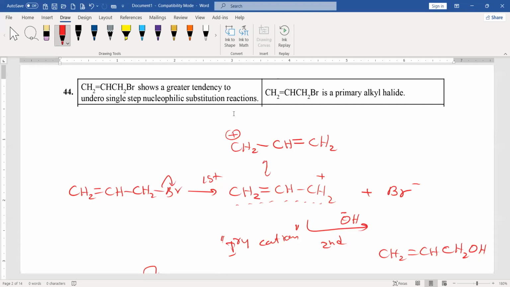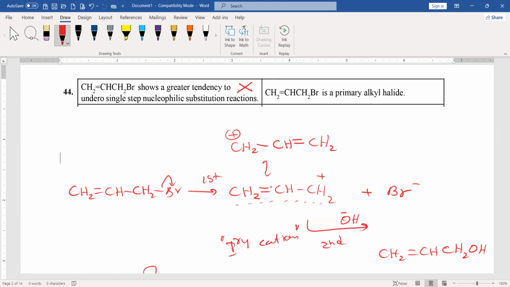Secondaries, we cannot say. The secondary depends on some factors: condition of the medium, pH value, temperature, and many things have to be considered, some other kinetic factors, and also thermodynamic factors. So in this case, remember that it shows a greater tendency to undergo single step. No, it has a greater tendency to go in a two-step reaction. Therefore, the first statement is wrong.